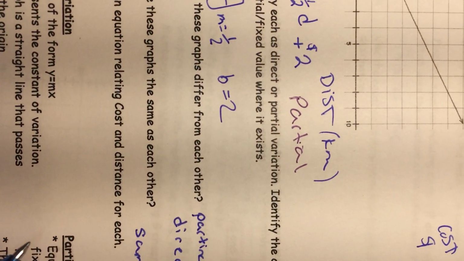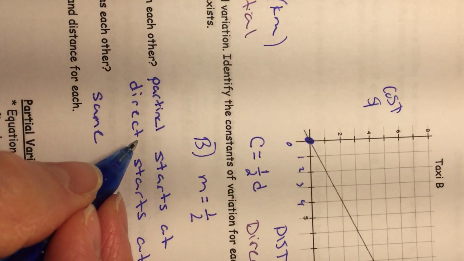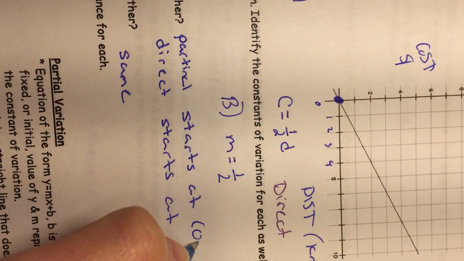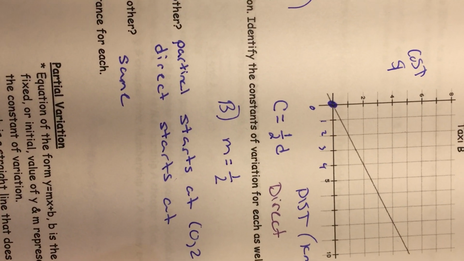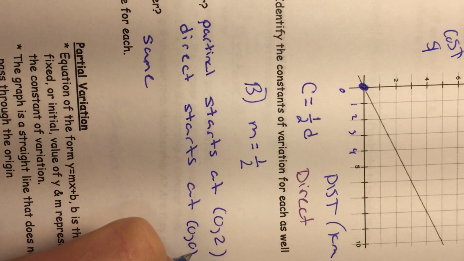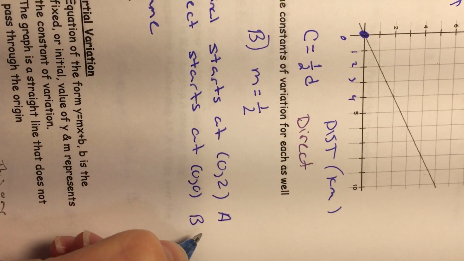So how do the graphs differ from each other? Well, they differ because there's a graph that's partial, and it starts at 0, 2. That's graph A. Whereas graph B is direct, and it starts at 0, 0. That's a key feature that's different between the two graphs.